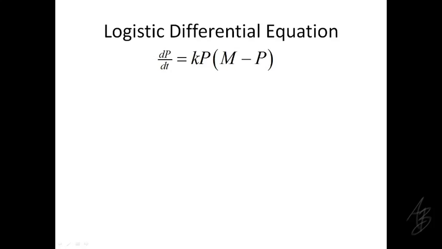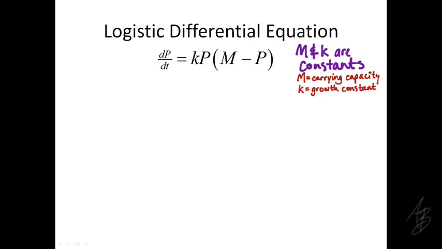So let's take a moment here to look at how we would solve this particular differential equation. It is a separable differential equation. Since k and m are both constants, m representing the carrying capacity, which is the maximum population, and k representing a growth constant, the larger the k, the faster the growth is going to be. Then we want to integrate this with respect to p, because p is the only variable that we're going to have here, p representing the population.